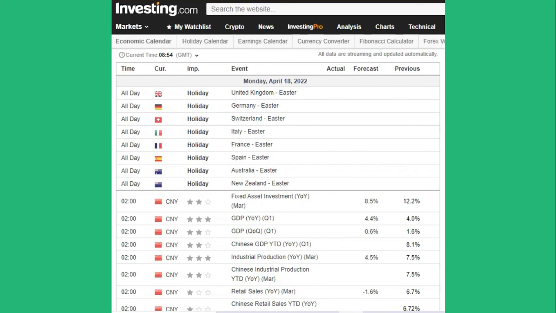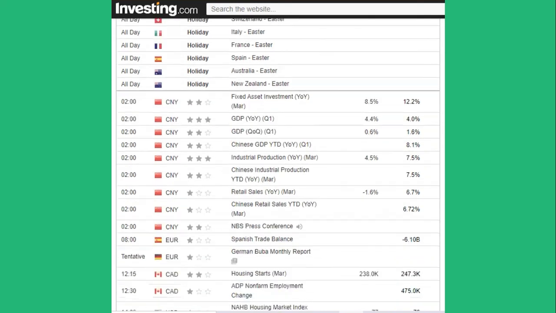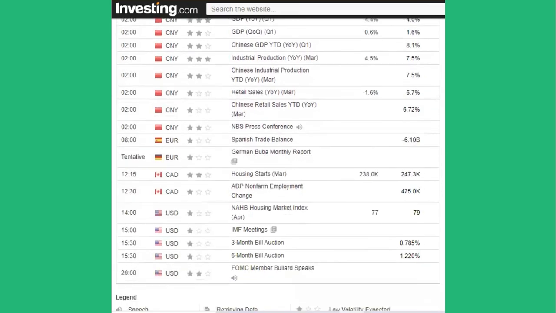Having said that, there is one 3-star rating coming out of China at 2 a.m. in the morning. We've got GDP and industrial production. Okay, so this could affect any Aussie dollar pair because China and Australia have close trading relations. All right, but yeah, I can't see it really affecting the markets at all. As you can see, guys, no other news because everyone's on holiday.